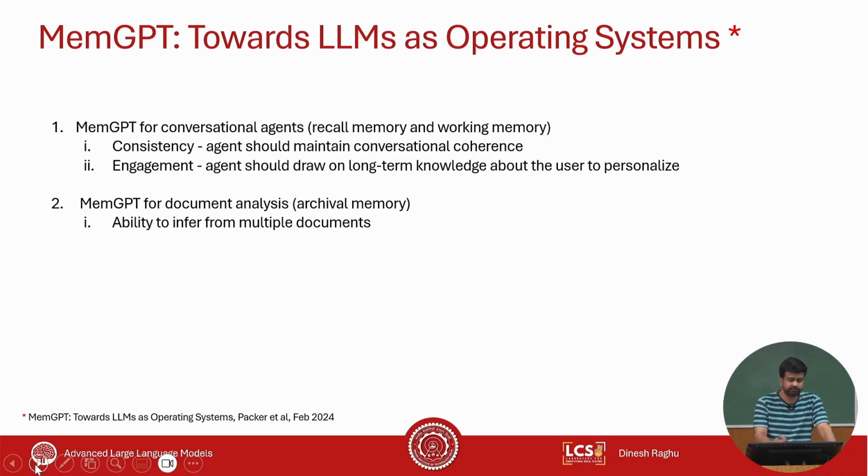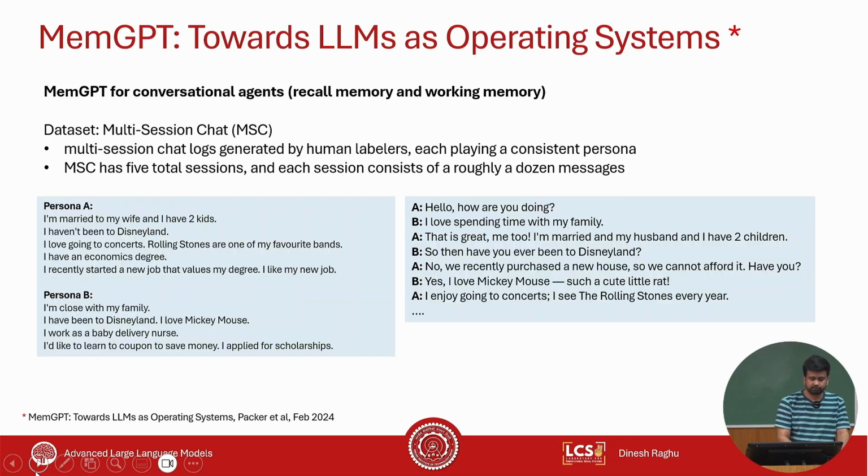So we will look at one set of experiments on that, and the second set of experiments is on document analysis, basically like archival memory. If you have a lot of documents in the corpus, and let's say you're doing something like a RAG setup, how effectively can it leverage the archival memory without you having to handhold it? So for the first task, with MemGPT for conversational agents, they use a data set called multi-session chat, right?